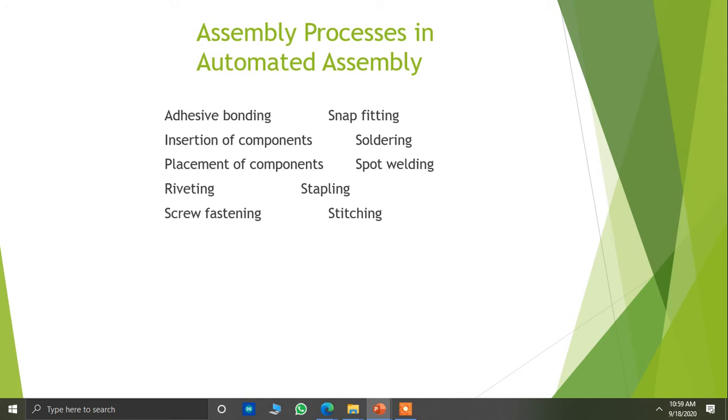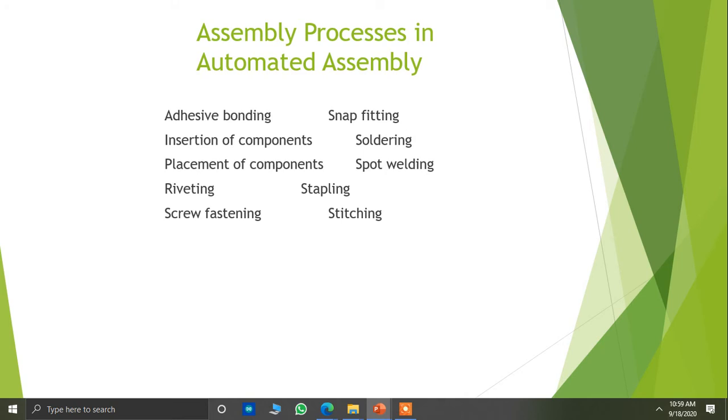Riveting is joining two metals or two materials using an intermediate thing called a rivet. You drill, insert the rivet, and then fix it permanently. That's a permanent joint. Fastening, screw fastening. Stapling, stitching. Stapling can be used in most interior manufacturing, for example sofas, where the fabrics are stapled together. Stitching is also a very good example.